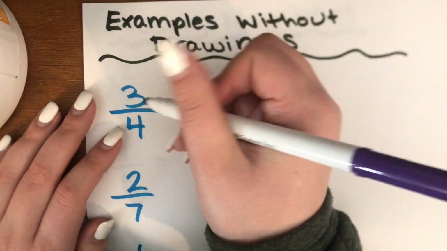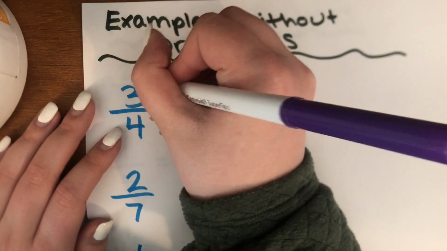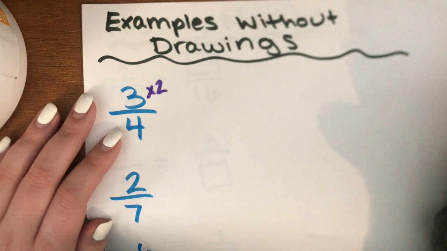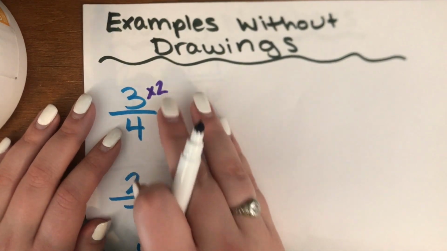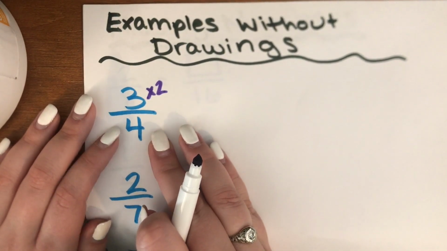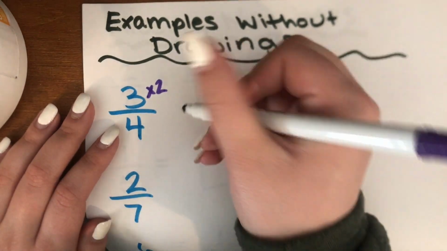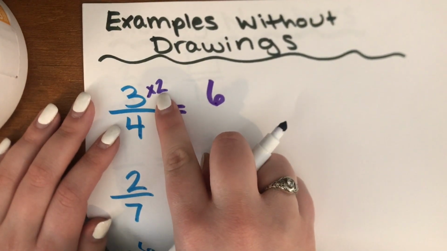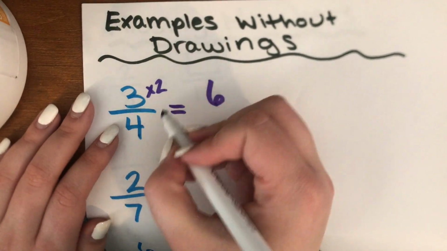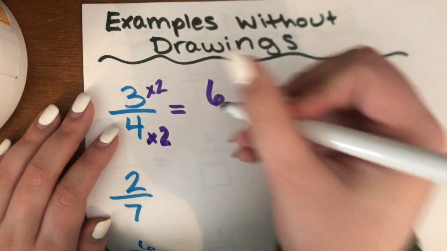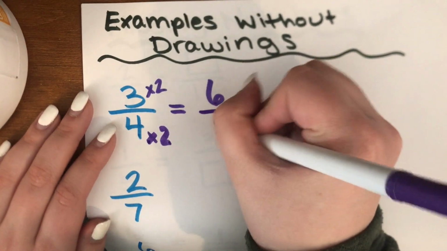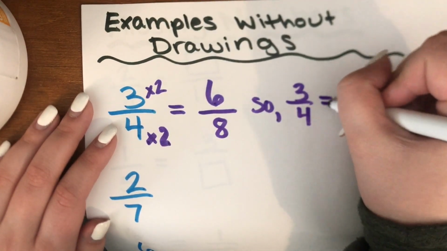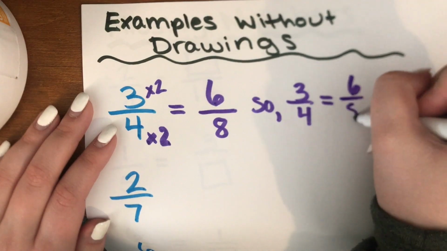I'm going to multiply first the top part of my fraction, let's just say by 2. I could multiply it by any number to find an equivalent fraction, as long as I do the same on the top and the bottom. So if I multiply 3 times 2, that would get me to 6. Now whatever you do to the top, you do to the bottom. So I do the same thing. 4 times 2 equals 8. So 3/4 is equivalent to 6/8.